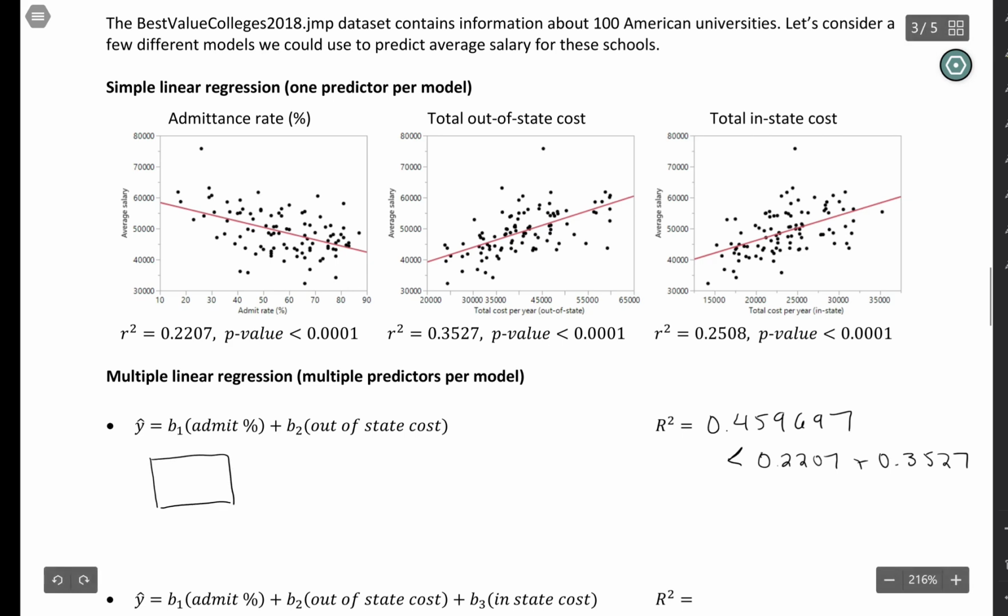So if you consider our information, maybe this one is out-of-state cost. And then we're also going to consider the admittance rate. Maybe there's some shared information, right? Maybe something about admittance rate could help you predict out-of-state cost, and they're actually related to each other.